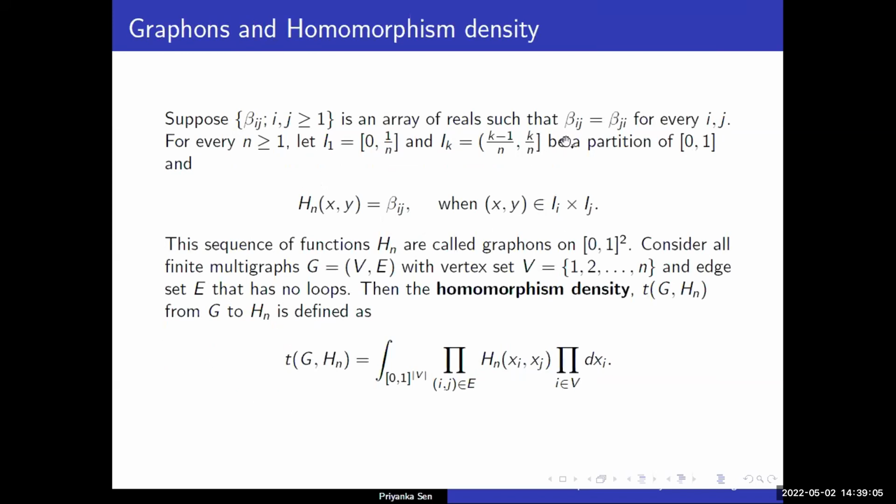Here we first define a graphon sequence. We take the unit square and break it into grids, and on each grid we define Hn to be beta ij on the ijth grid. Now, for a given graph, the homomorphism density with respect to the graphon, denoted by T of G comma Hn, is given by this formula.